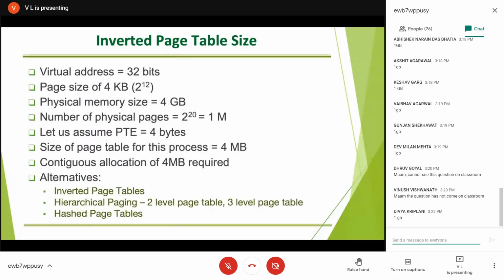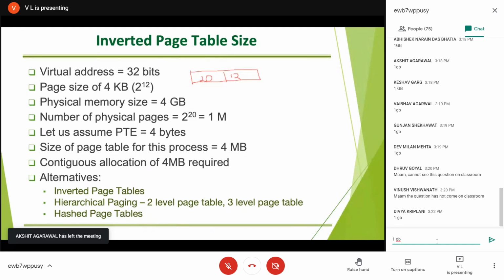This is the virtual address. It is divided into 2 parts, offset and page number. So offset will be your 12 bits, and the page number will be 32 minus 12, that is 20 bits. If you look at this particular example, the number of bits required for the physical address is also 32. So you need to keep the virtual page number, that is 20 bits.